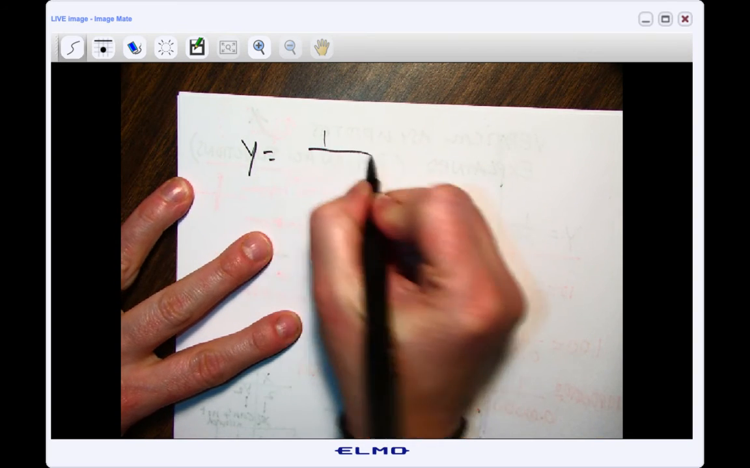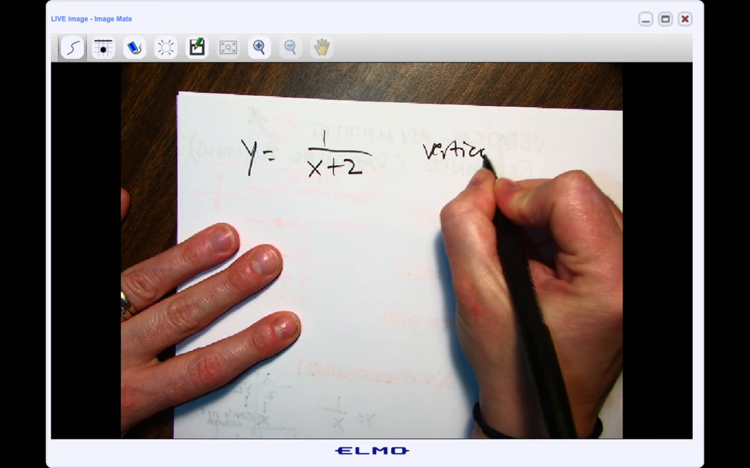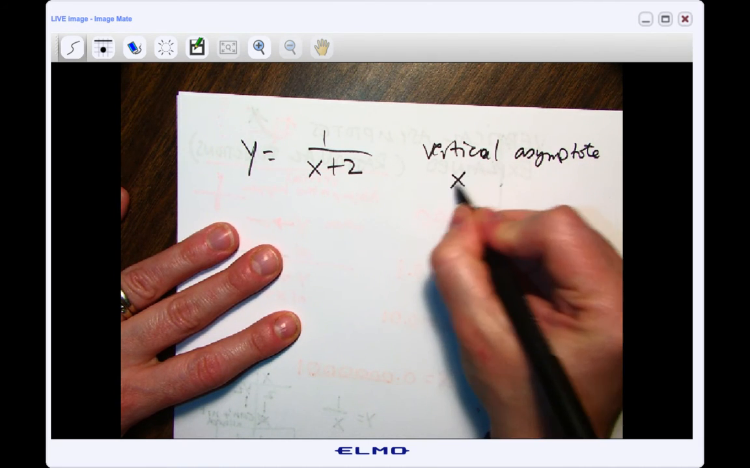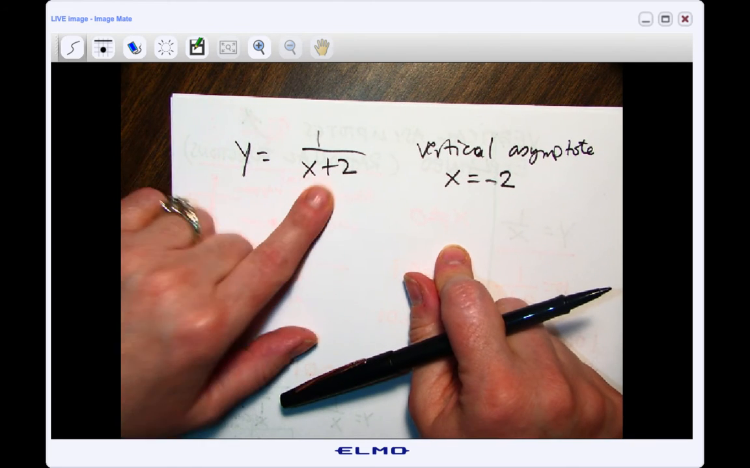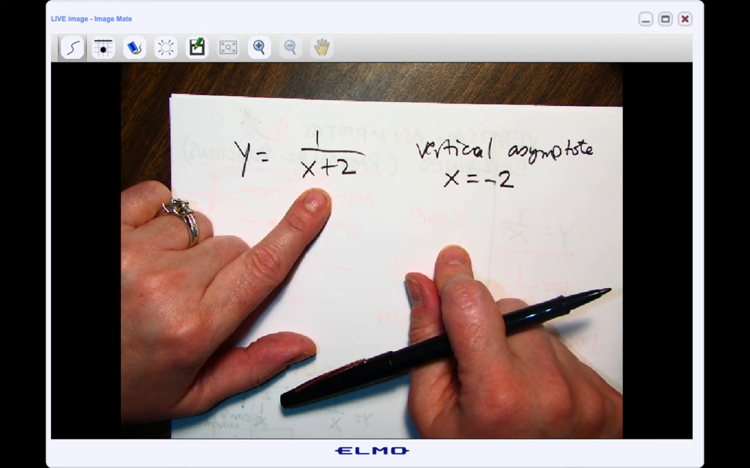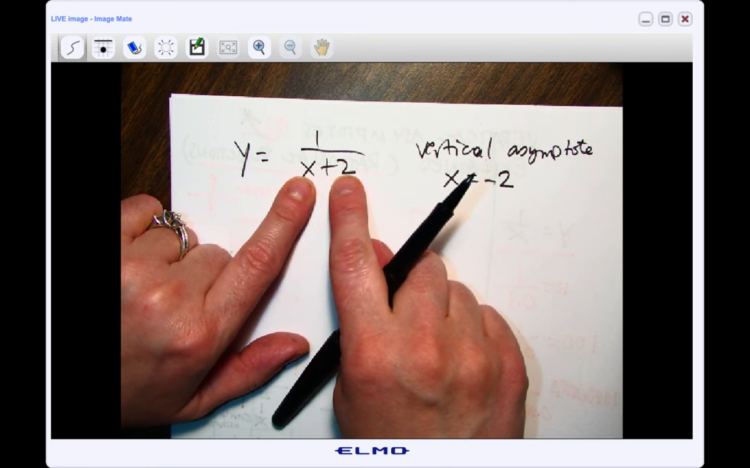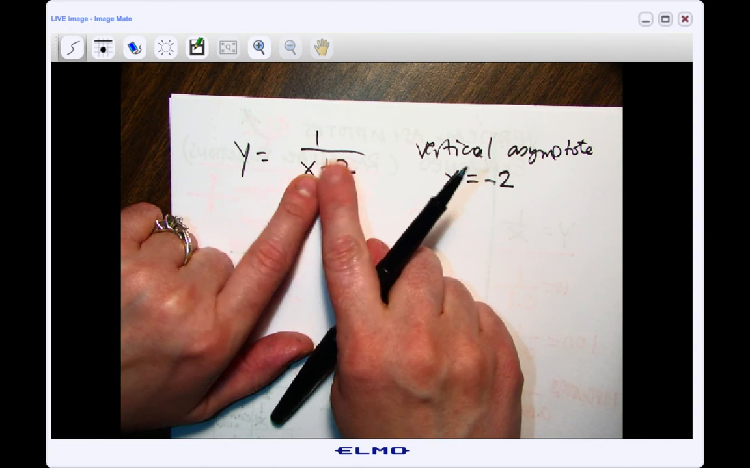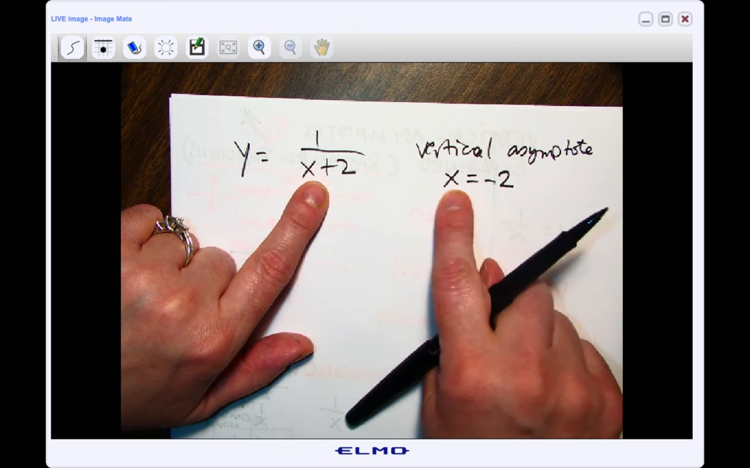So my vertical asymptote here, I already know is going to be the line x is equal to -2. Now, do you know how I knew that? I knew that because if I put a -2 in here, I would get a 0. Which means as I put numbers close to -2 in here, the bottom of the fraction is going to be really tiny. And that means you're going to have a really big number for y. And so my vertical asymptote is this.